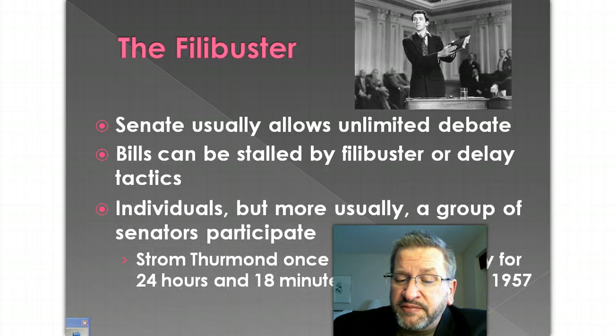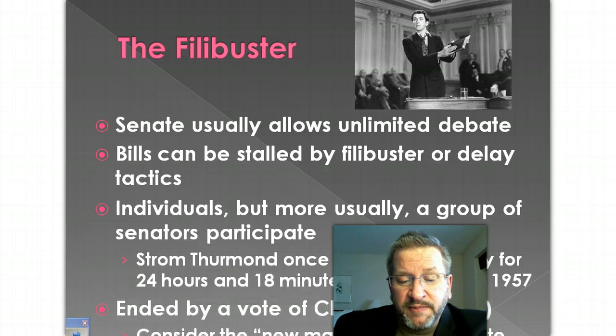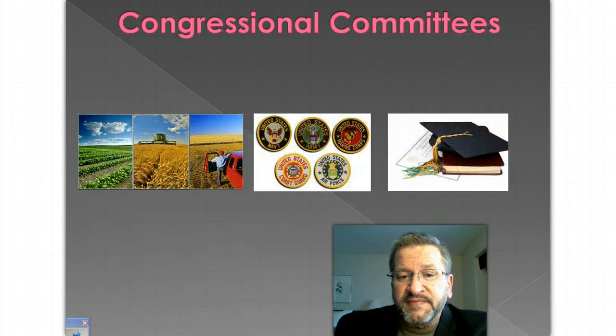Individuals can try to delay it, but because an individual cannot go on forever, usually it takes more than one member to have an effective filibuster. However, Strom Thurmond once spoke for over 24 hours against a bill in 1957, but of course, one person can't keep it up. You can end a filibuster by a vote of cloture, and a vote of cloture means that you need at least 60 votes in order to stop a filibuster.